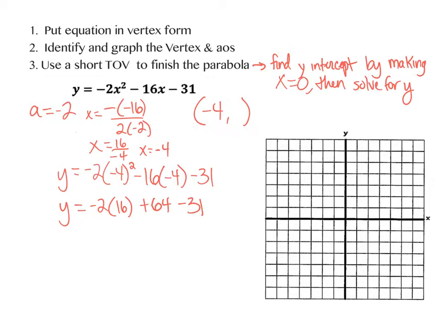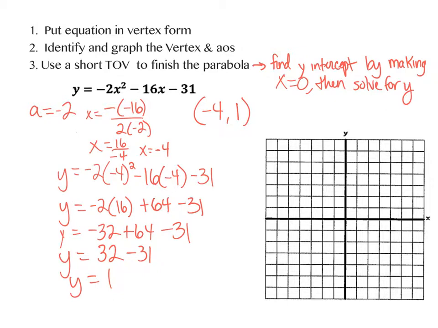Okay. Negative 32 plus 64 minus 31. What is negative 32 plus 64? Wow. All that work just for 1. Frustrating, yeah? Math can be that way sometimes. My vertex is negative 4, 1.